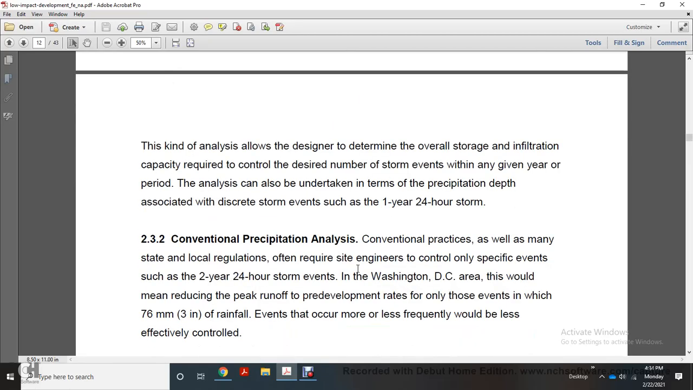Conventional precipitation analysis: the conventional practice, as set by state and local regulations, requires the engineer to control specific events such as the 2-year, 24-hour storm event within the Washington D.C. region.